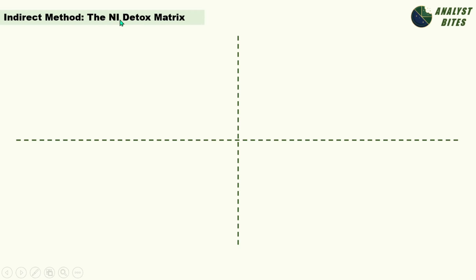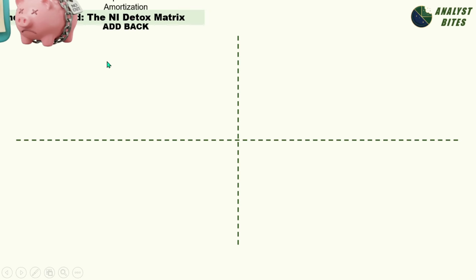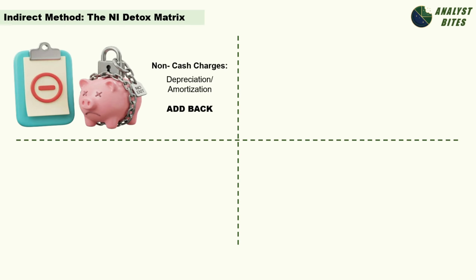How do we adjust net income to find the true CFO using the indirect method? You need to make 4 major adjustments. Number 1, non-cash charges. We will dive deeper into NCC in the next video, but the classic examples are depreciation and amortization. Think about the income statement. Depreciation is a huge expense that reduces your net income. But did the company actually write a check for it this year? No. Just like this Lockheed piggy bank on the screen, no cash actually left the building. So to find the true cash flow, we must add it back to net income.